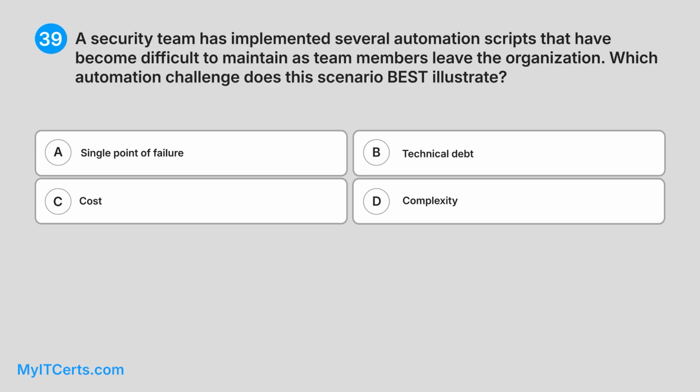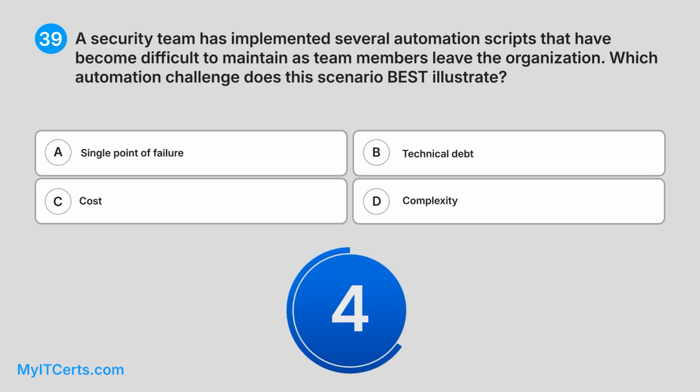39. A security team has implemented several automation scripts that have become difficult to maintain as team members leave the organization. Which automation challenge does this scenario best illustrate? A. Single point of failure. B. Technical debt. C. Cost. D. Complexity. What do you think is the answer?